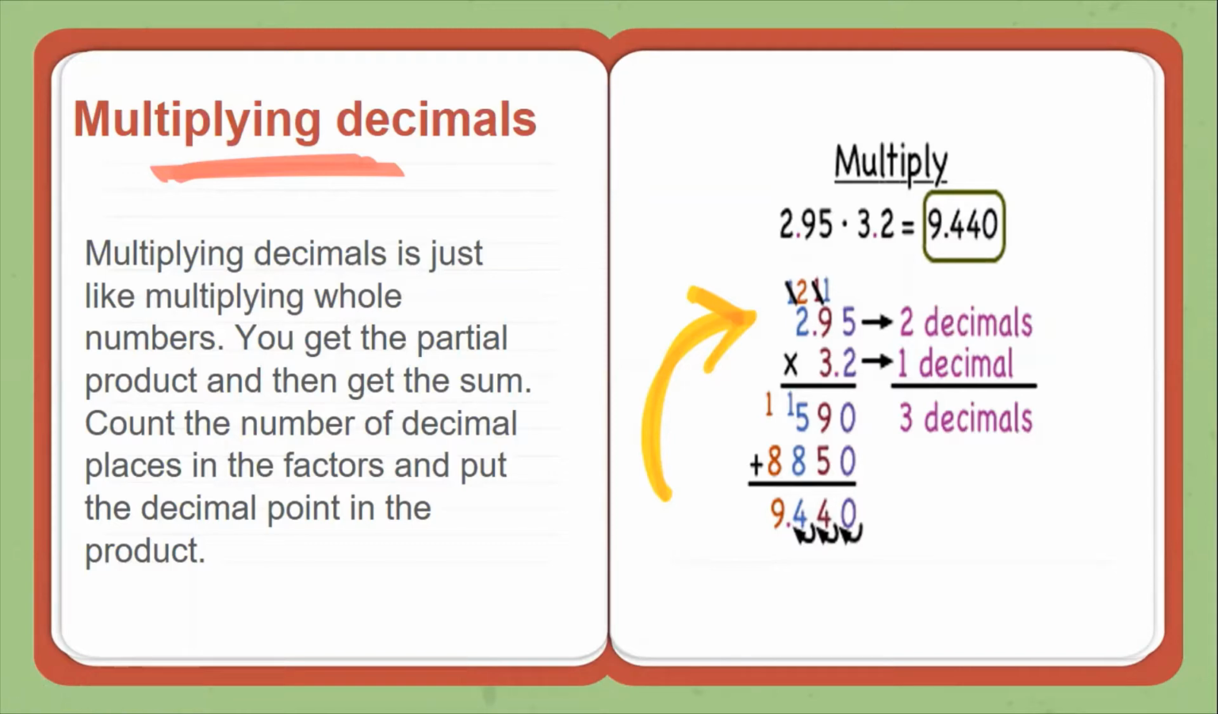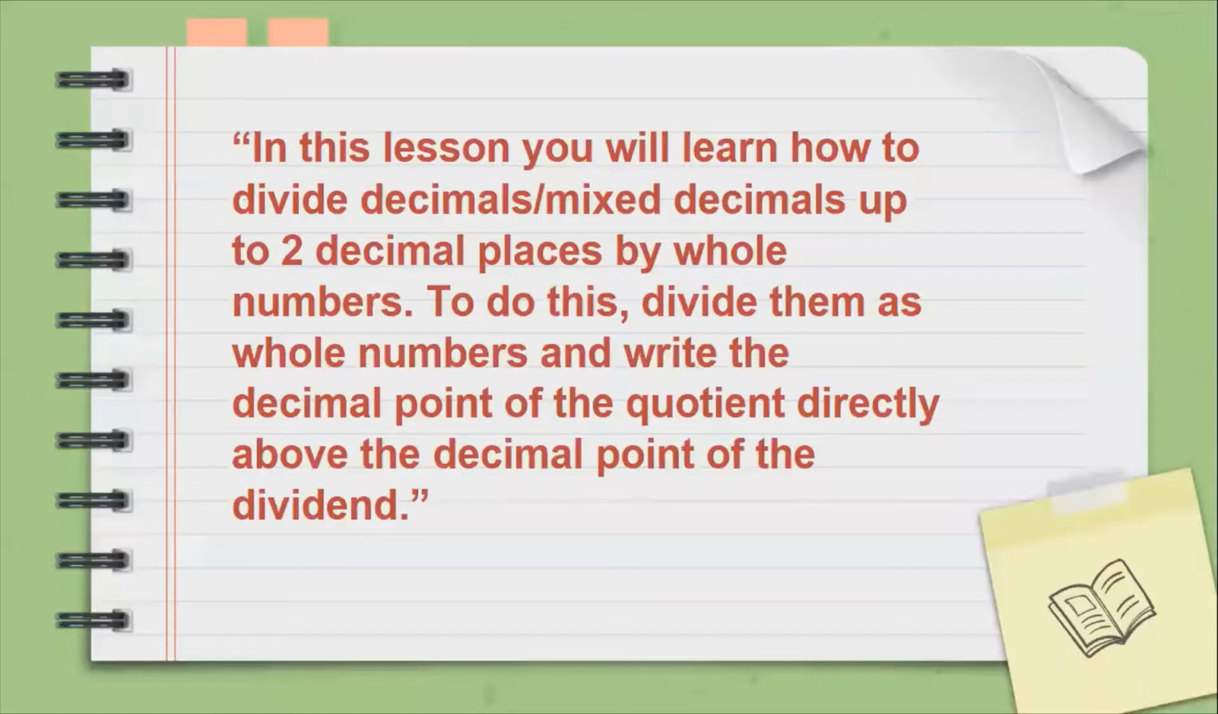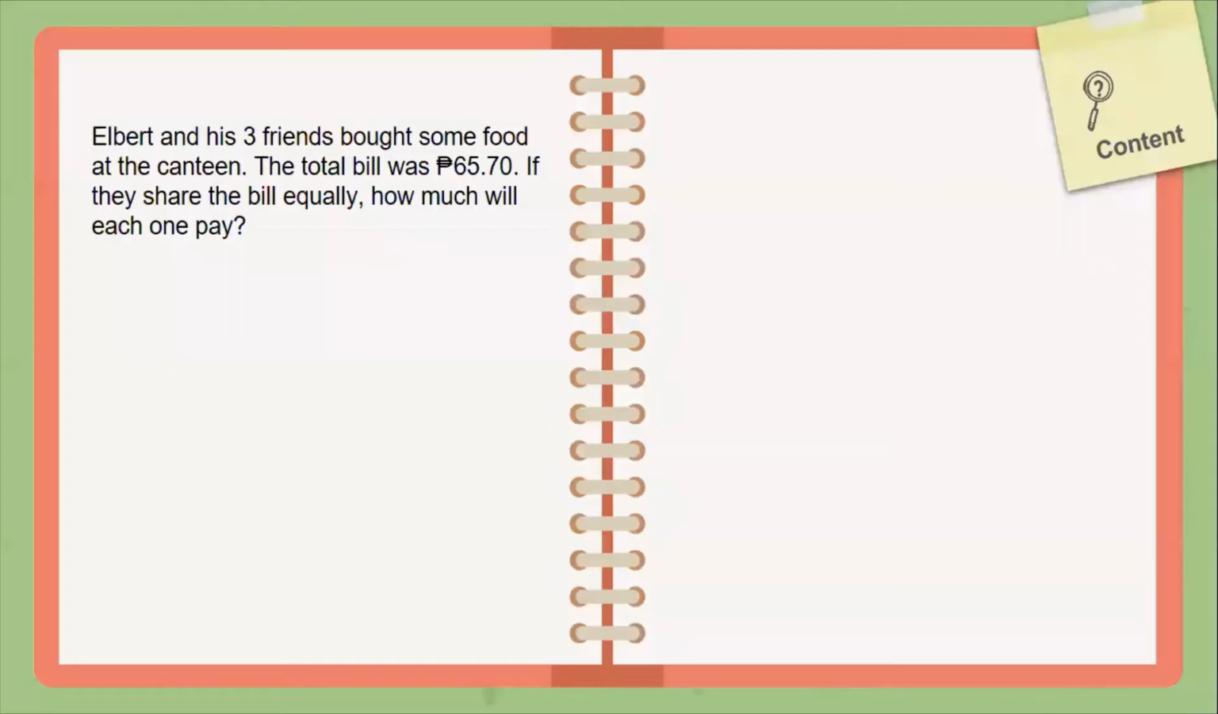Okay, it's very easy. When we multiply decimals, just multiply our factors just like how we multiply whole numbers, and then just count our decimal places and put that in our product at the end. So this time, let us continue with our lesson for today. In this lesson, you will learn how to divide decimals or mixed decimals up to 2 decimal places by whole numbers. To do this, divide them as whole numbers and write the decimal point of the quotient directly above the decimal point of our dividend.